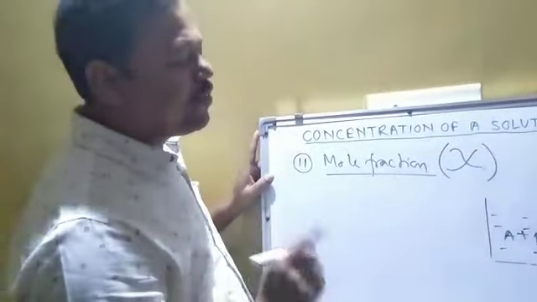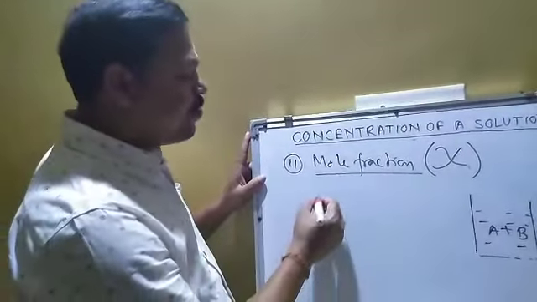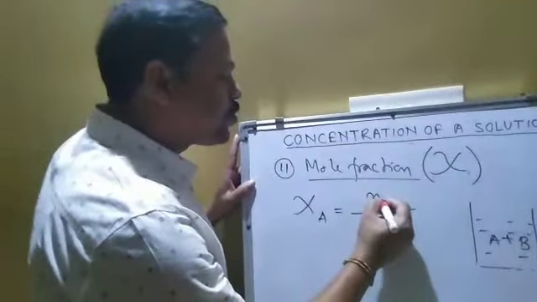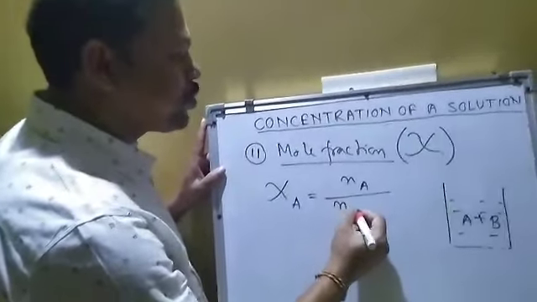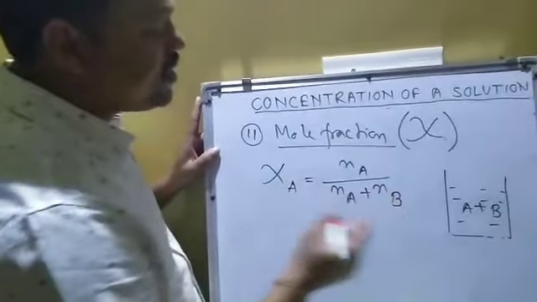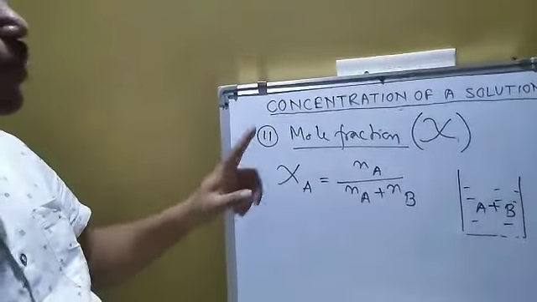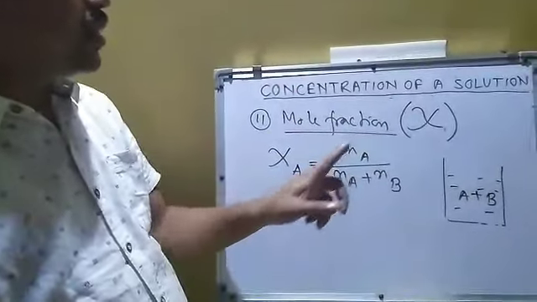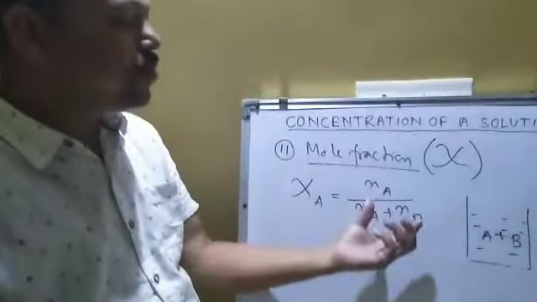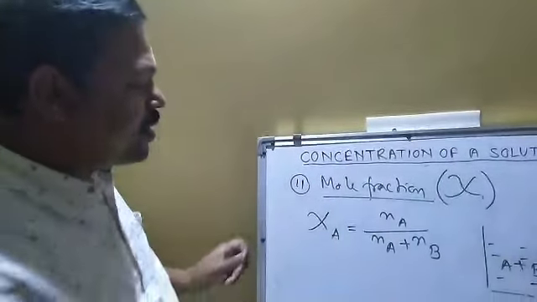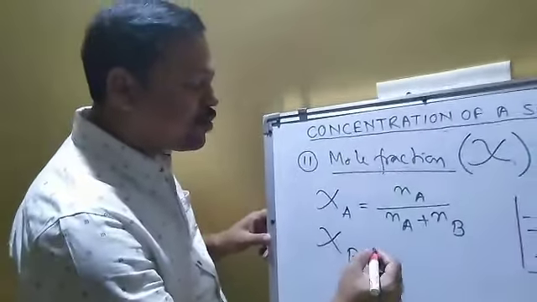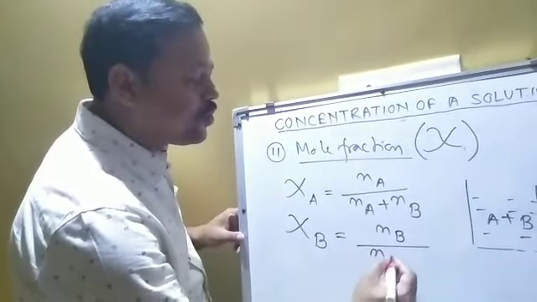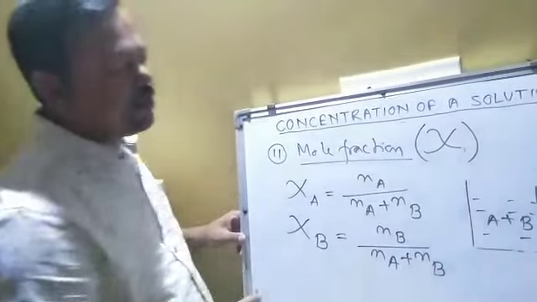If you want to determine the mole fraction of solute and solvent, the formula is: mole fraction of solute, chi A, is equal to number of moles of solute divided by number of moles of solute plus number of moles of solvent. This is the formula to determine mole fraction. I mean, mole fraction of a substance is equal to the number of moles of the substance divided by total number of moles of the substances present in the solution. Similarly, for mole fraction of solvent, chi B, it is number of moles of solvent divided by number of moles of solute plus number of moles of solvent, the total number of moles.